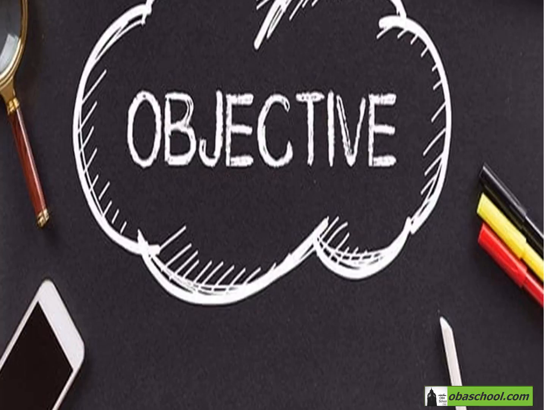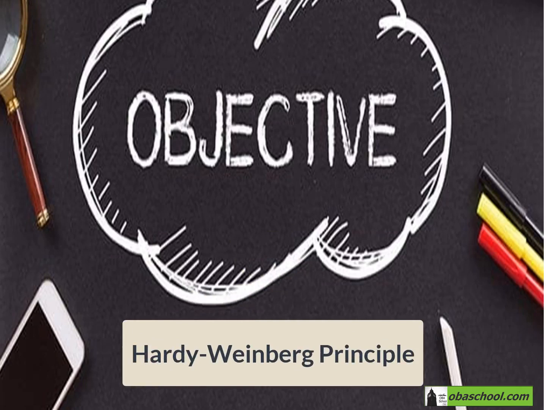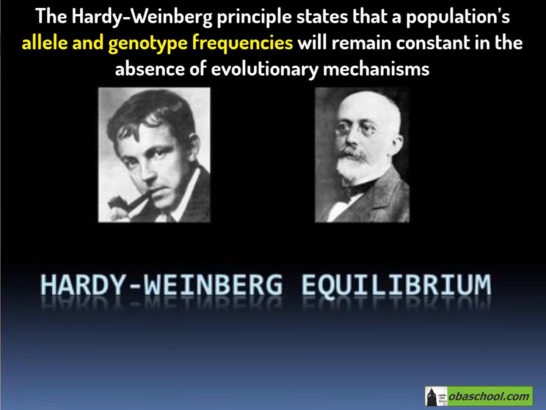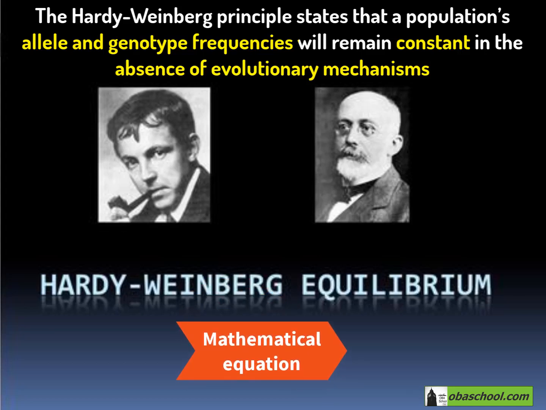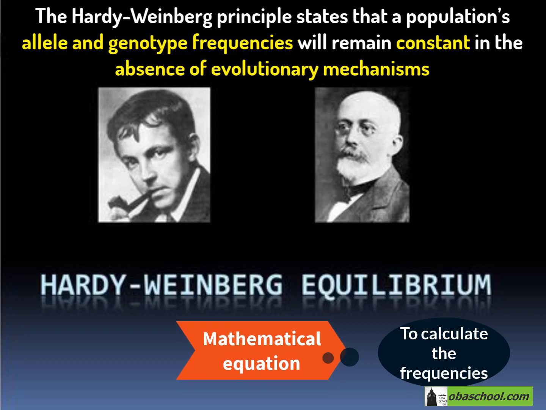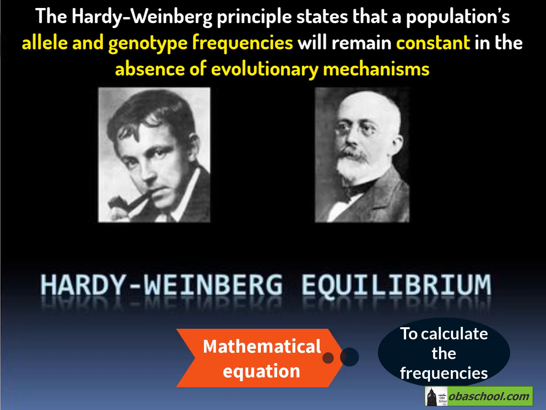Now let us learn about the Hardy-Weinberg principle. The Hardy-Weinberg principle states that the population's allele and genotype frequencies will remain constant in the absence of any evolutionary mechanisms. So, it provides a mathematical equation that can be used to calculate the frequencies of the alleles of a particular gene in a population.